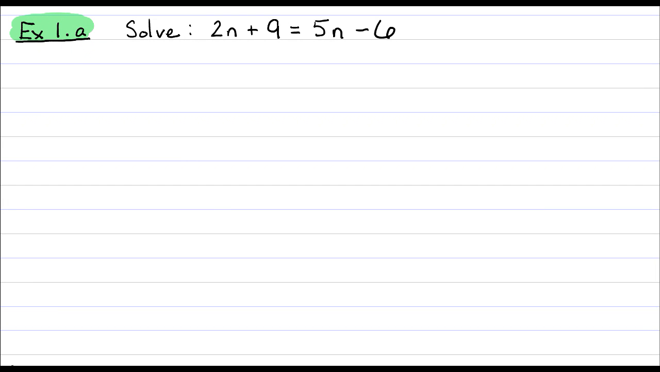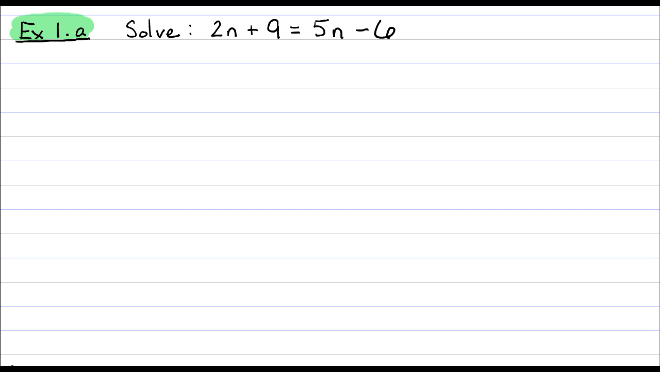In example 1a, we need to solve the equation shown here for the variable n. In other words, we need to find the value of n that satisfies this equation. The process for doing this is we need to get n isolated by itself on one side of the equation. It doesn't really matter which side we choose, but by default I tend to move n to the left-hand side of the equation.